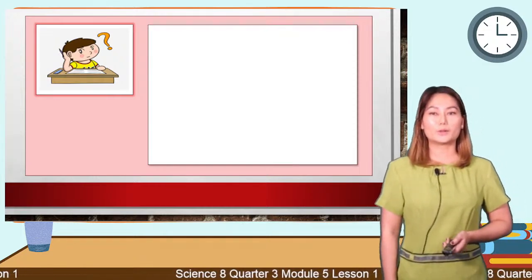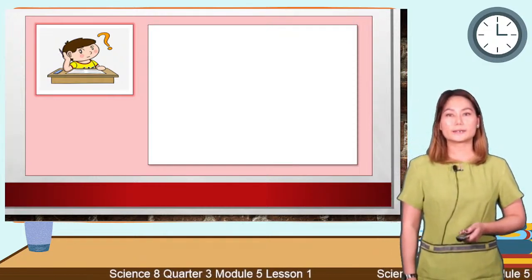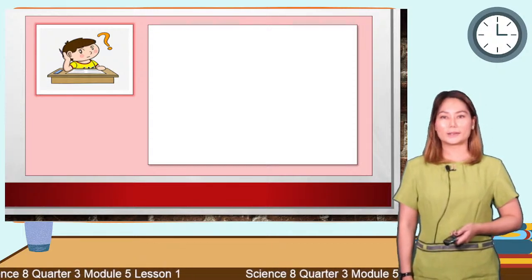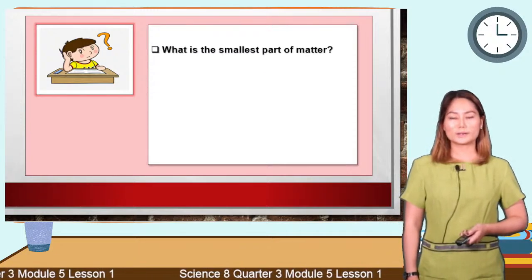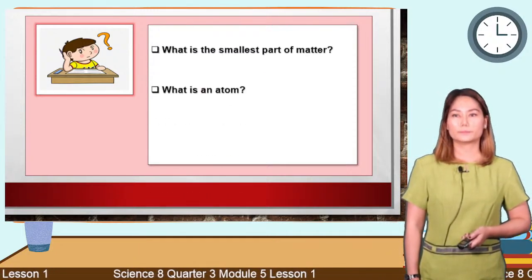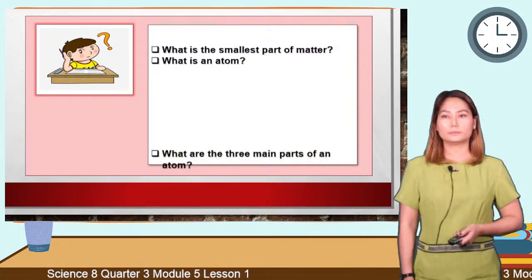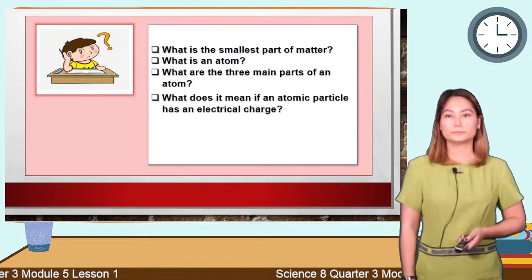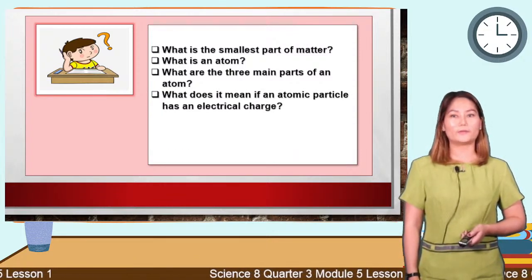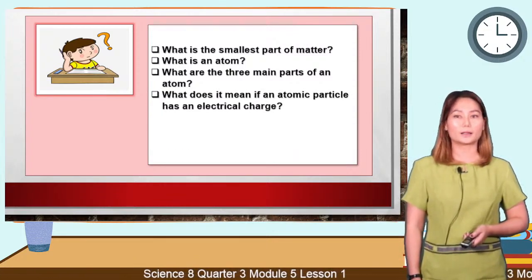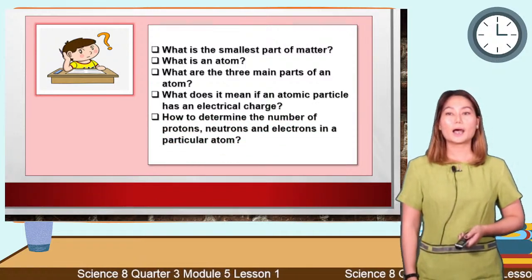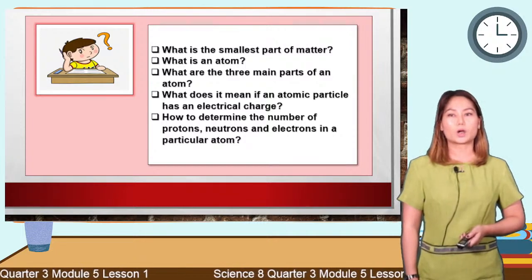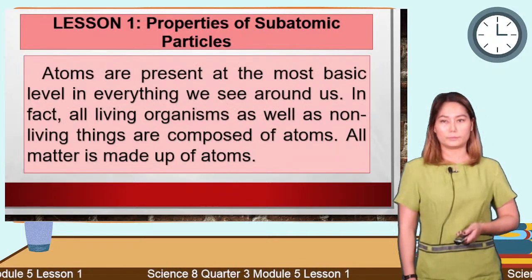Before we begin our session, I'd like you to ask some questions, and afterwards we will find the answers. What is the smallest part of matter? What is an atom? What are the 3 main parts of an atom? What does it mean if an atomic particle has an electrical charge? And how to determine the number of protons, neutrons, and electrons in a particular atom?